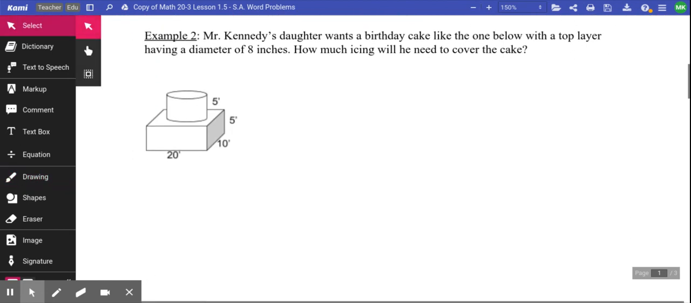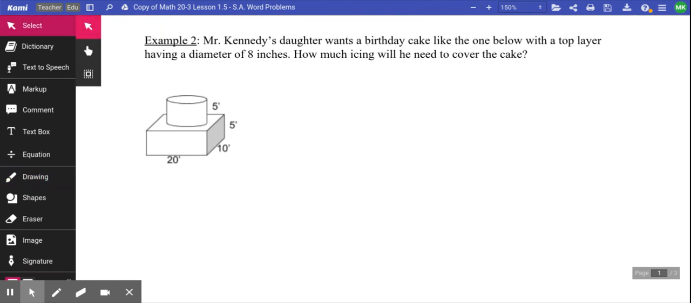All right. Birthday cake. Mr. Kennedy's daughter wants a birthday cake like the one below. She turns 6 on October 1st. Mr. Kennedy's daughter wants a birthday cake like the one below, with a top layer having a diameter of 8 inches. How much icing will he need to cover the cake?